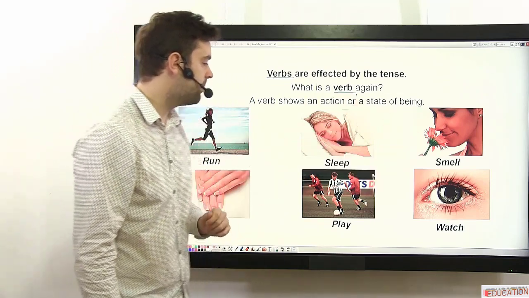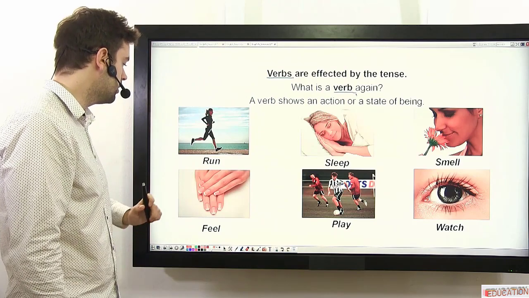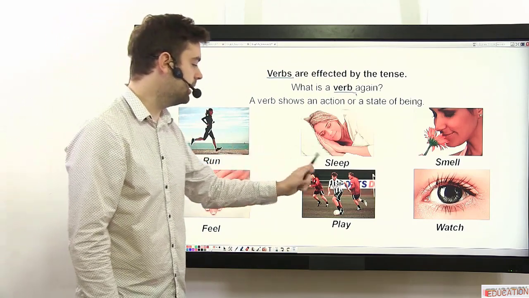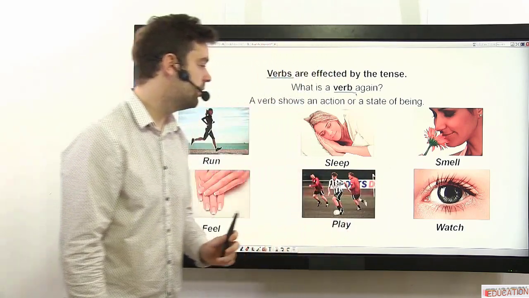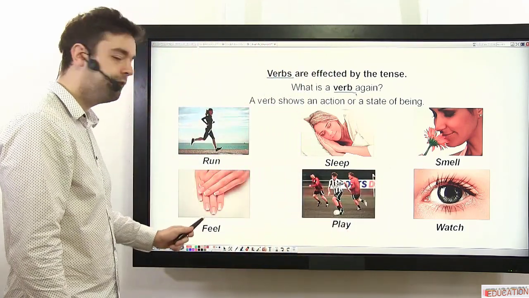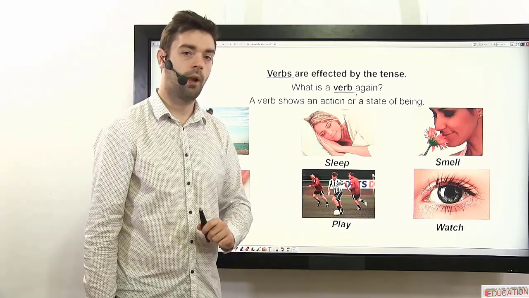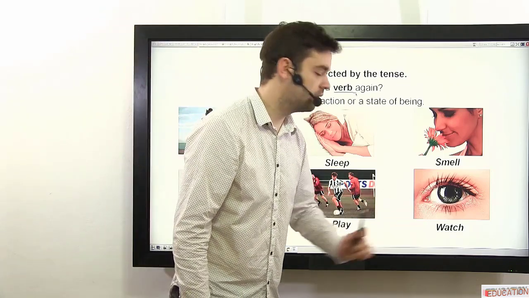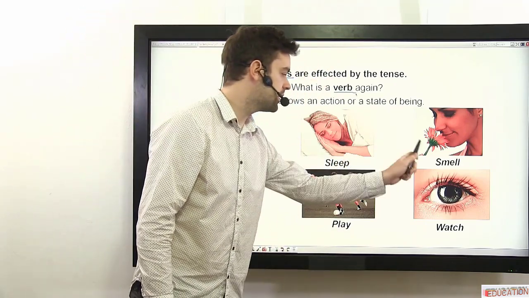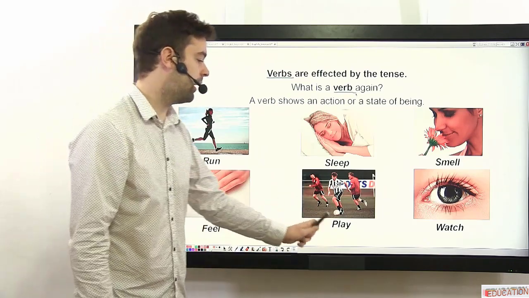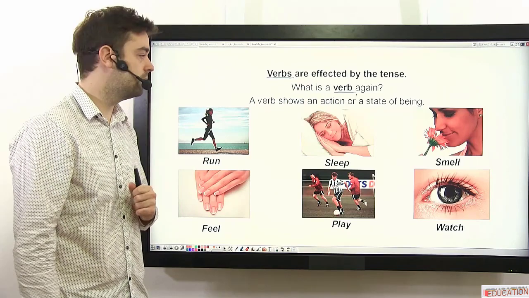Here are some examples of verbs. We have run, sleep, smell, feel, play, watch. So run, sleep, smell, feel, play, and watch. And these are all actions.